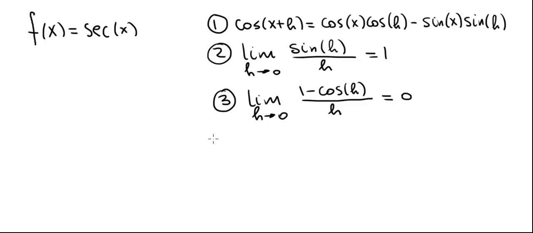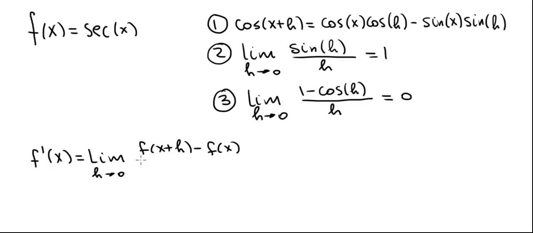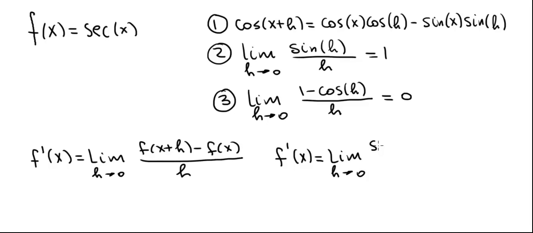Results 2 and 3 were shown in earlier videos, so you can look them up in case you forgot how to derive them. Recall the definition of the derivative is f prime of x equals the limit as h approaches 0 of f of x plus h minus f of x, divided by h. So in our case, the derivative of secant is f prime of x equals the limit as h approaches 0 of secant of x plus h minus secant of x, divided by h.